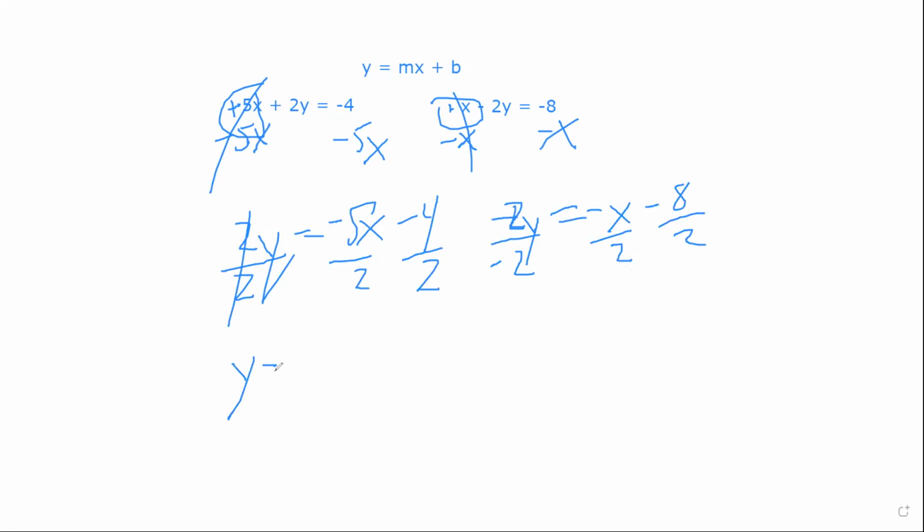So I end up with y equals negative 5 over 2 x, and 4 divided by 2 is 2. It's negative. On the second one, I get y equals, and I'm going to put a 1 here to make sure it's easy to see that it's negative 1/2 x. 8 divided by 2 is 4, and that's also negative.